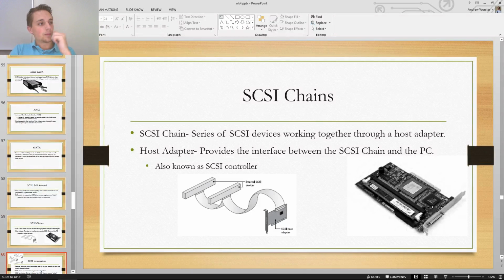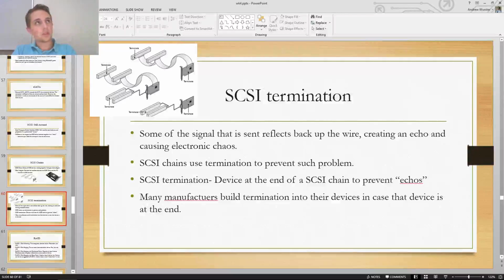And then get into termination, which is just not fun. But I don't know why they didn't just design the protocol to not have this problem to begin with, but I don't know. Apparently, it's good enough that people still use it today. So, you just have a little device that terminates it.